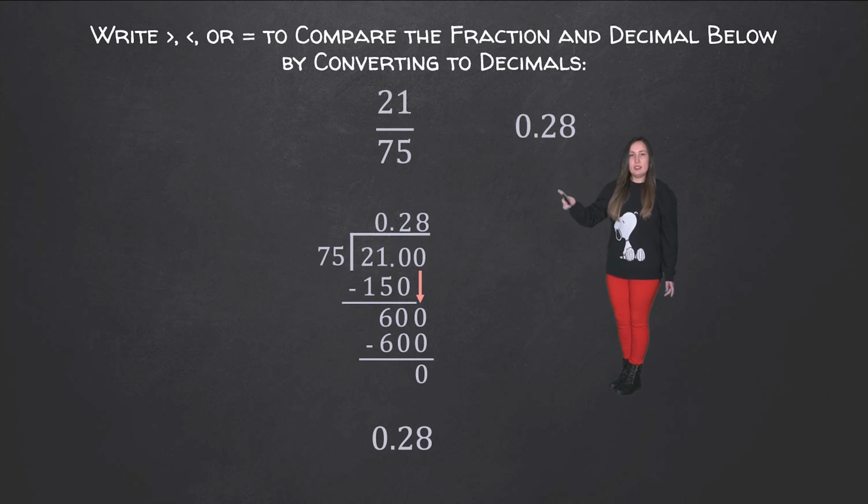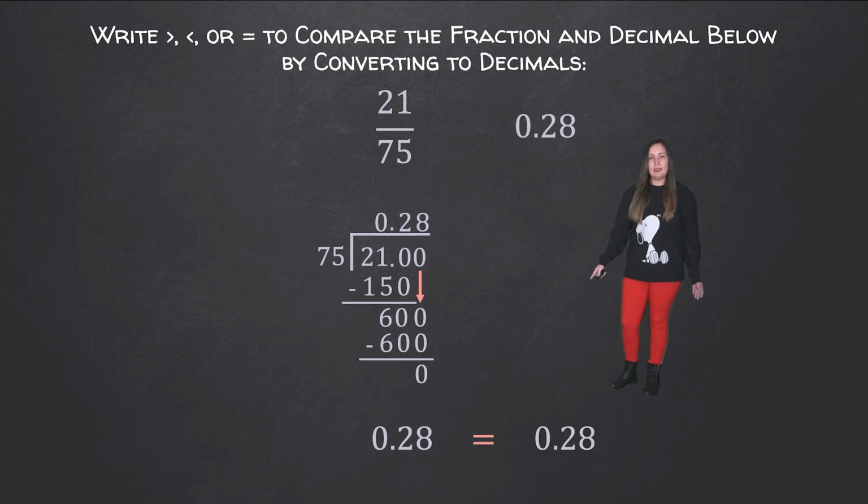Bring down this 28/100, and notice how we have 28/100 twice. That means they are equal to each other. So 21 over 75 is equal to 28/100. And that's it.